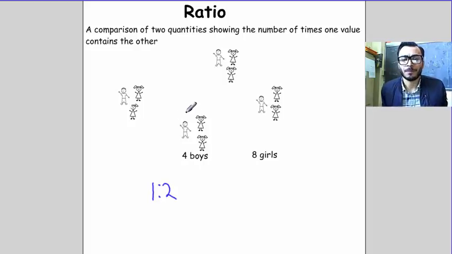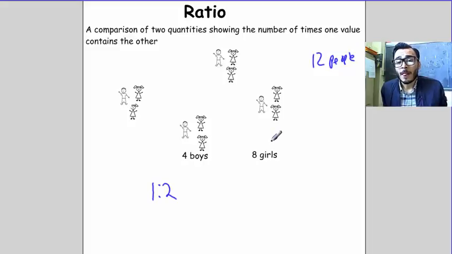So let me give you the formal definition. A ratio is a comparison of 2 quantities showing the number of times one value contains the other. That's it. So it's just like in the example I just showed you. We started out with a total of 12 people, right? 8 plus 4 is 12. There are a total of 12. But one way to split that up is to say 4 boys and 8 girls. But then to make it even more simple, we can just simplify it and say for every 1 boy there are 2 girls. And that's the ratio in simplest form. 1 boy to 2 girls.